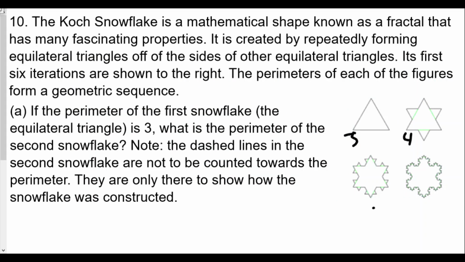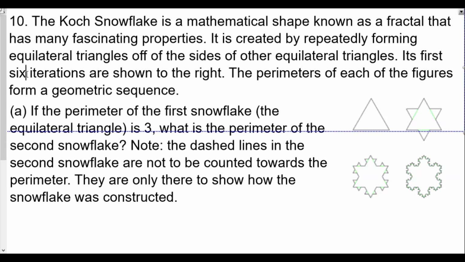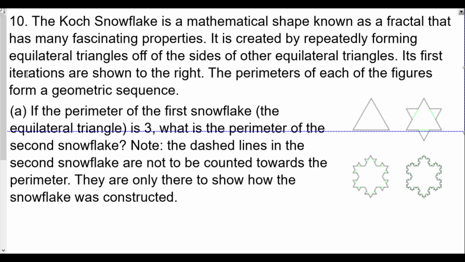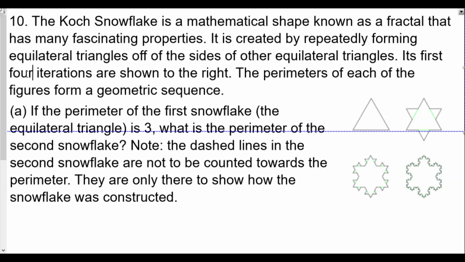Our last question here. And so here, the Koch snowflake is a mathematical shape known as a fractal that has many fascinating properties. It is created by repeatedly forming equilateral triangles off of the sides of other equilateral triangles. Its first 6 iterations, well, technically, I only show 4 here. So this first 4 iterations, change that to 4, F-O-U-R, are shown to the right, okay?